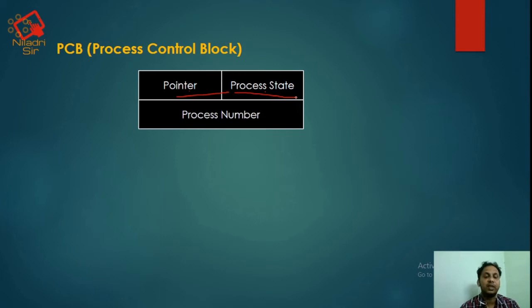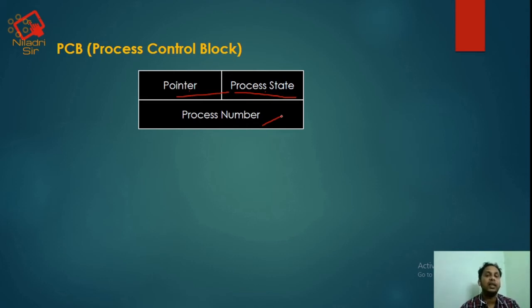Next is the process number. As you know, an operating system may run multiple processes simultaneously. Suppose there are n processes; to identify individual processes, every process is assigned a unique number or unique ID by which it can be identified uniquely. No two processes have the same ID number. So the process number holds the ID or unique number of a process.